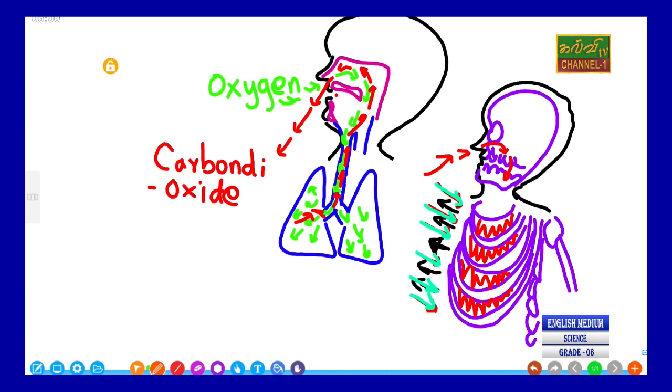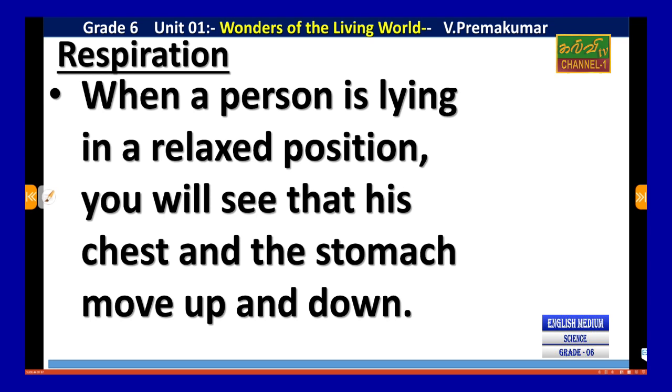Not only humans, sometimes you can see dogs and birds also doing like that, right? Here we will come to our session, textbook. When a person is lying in a relaxed position, you will see that the chest and the stomach move up and down. Yes, I have seen in a small baby when it's sleeping.